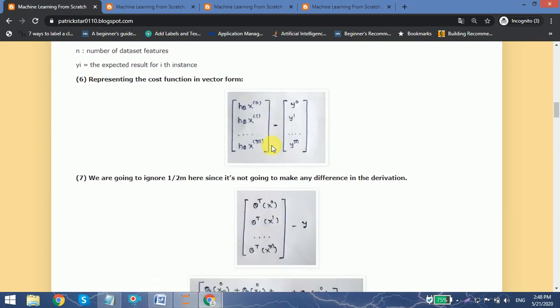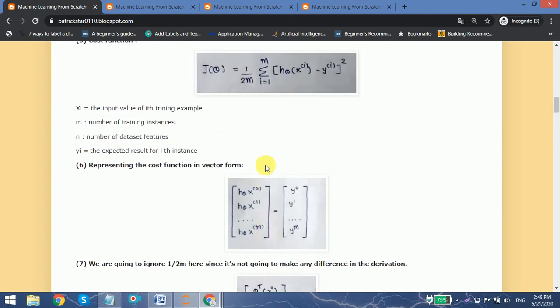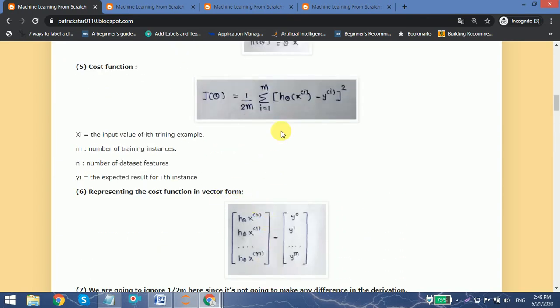Now moving forward to the sixth point, that is representing the cost function in vector form. Here we are going to use matrices to find our coefficient values, so we have to first put it in matrices and do some simplifications. We are going to convert this into vector form, and here we are ignoring the 1 upon 2m because it is not going to make any difference in our derivation.